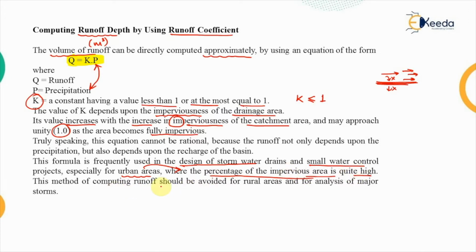Therefore, this method of computing the runoff is avoided for rural areas or for the analysis of major storms, because the calculation of the exact value of K, which denotes the relation between precipitation and runoff, is very tough. Because of that reason, this is avoided for major storms.